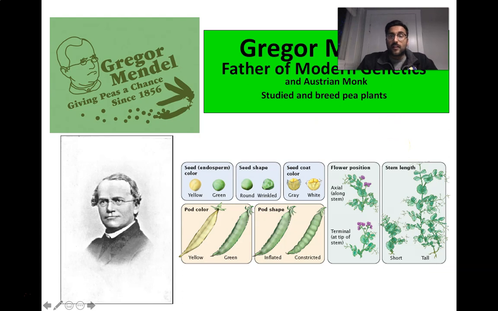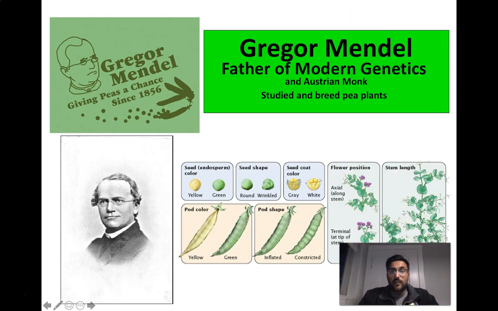Okay, so now we're going to talk about this old guy, Gregor Mendel. Gregor Mendel is basically considered the father of genetics because he literally sat there and bred peas, like pea plants, like little peas.